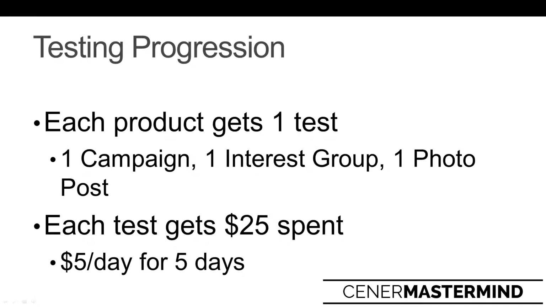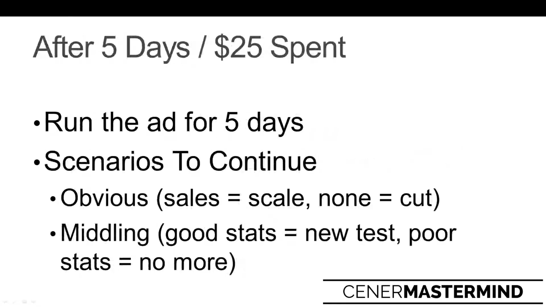Will I spend $26 on an ad? No. I'll spend $25 on an ad. I'll save my dollars. I'll save my pennies. I won't even spend $25 and 1 penny if I time it correctly. Of course, it's unrealistic for you to stop it exactly at $25, but my point is we want to make sure that we're only testing up to $25. That's how our testing progression looks. After the $25, we look at those scenarios: the obvious cuts or the obvious scales, and then those middling ones where we actually look at the back-end stats.